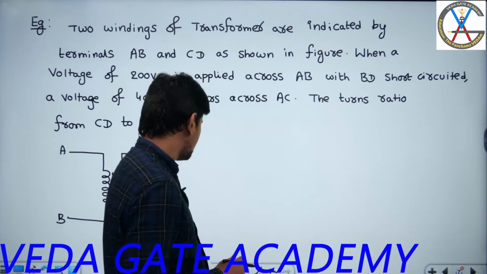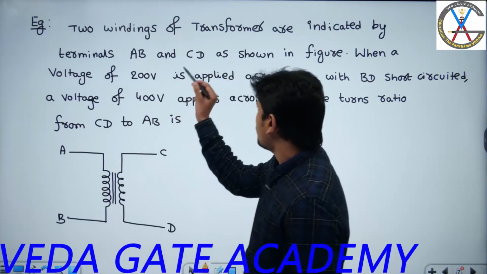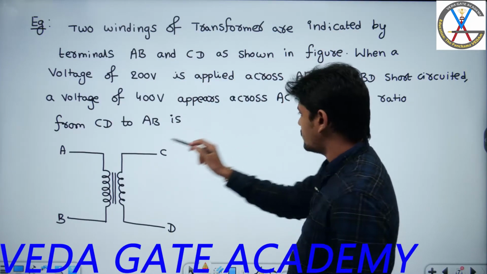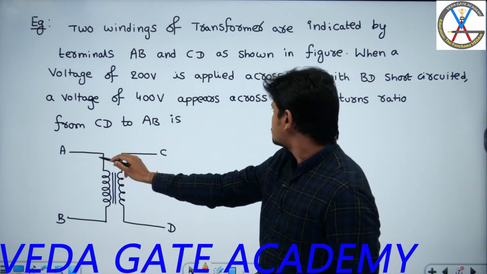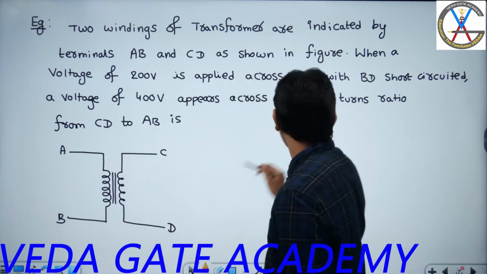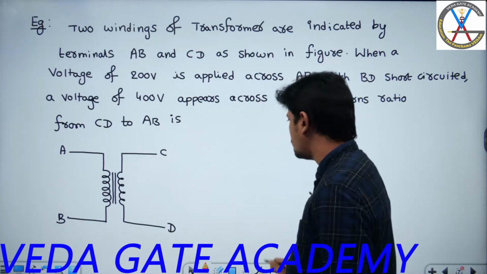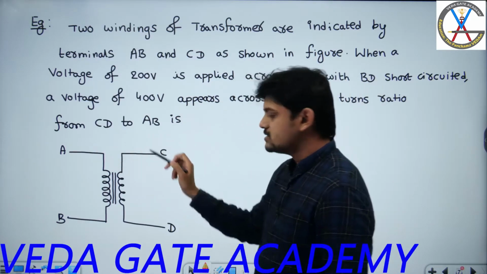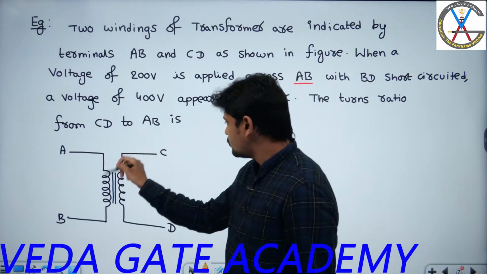First try to read the question carefully. Two windings of a transformer are indicated by terminals AB and CD as shown in the figure. When a voltage of 200 volts is applied across the terminals AB with BD short circuited, so that means these two terminals are short circuited, a voltage of 400 volts appears across AC. So that means across AC I got 400 volts. Now what is the turns ratio from CD to AB?